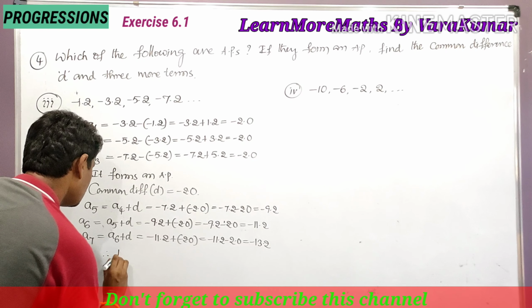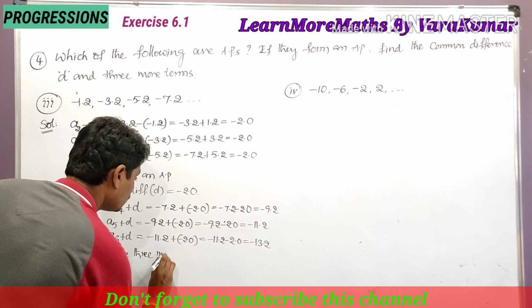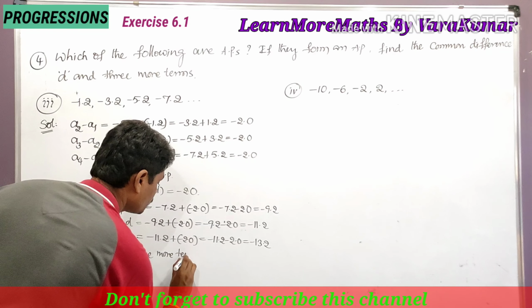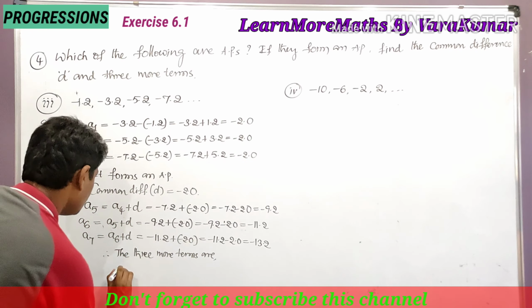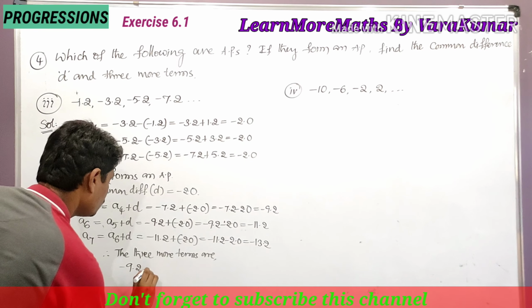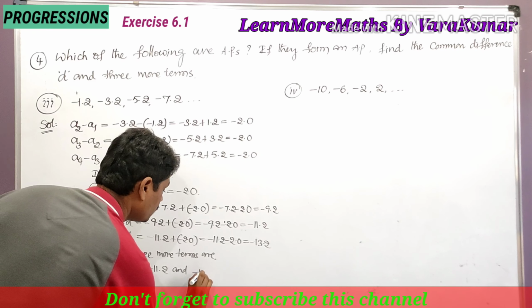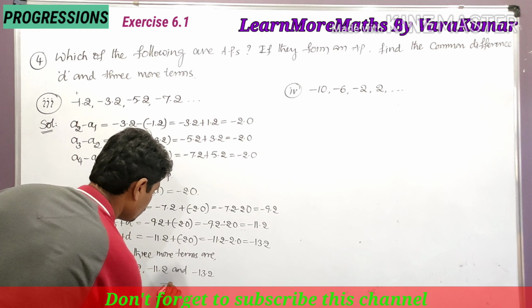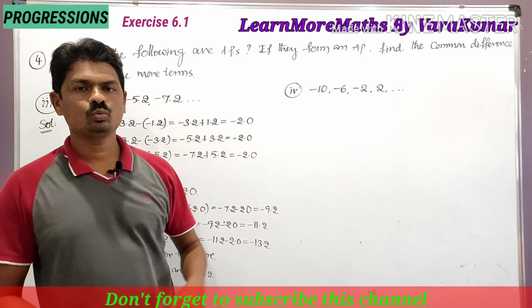Therefore, the three more terms are -9.2, -11.2 and -13.2. So these are the three more terms. Next, this is the fourth one, student.